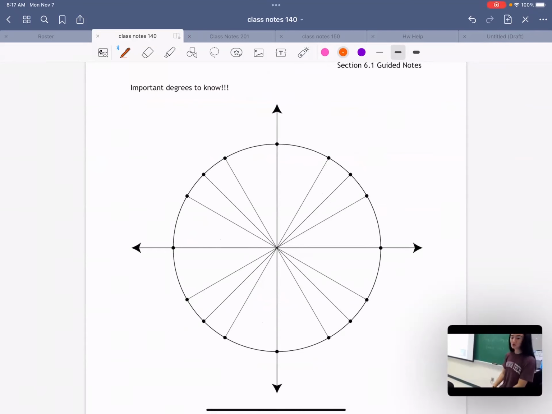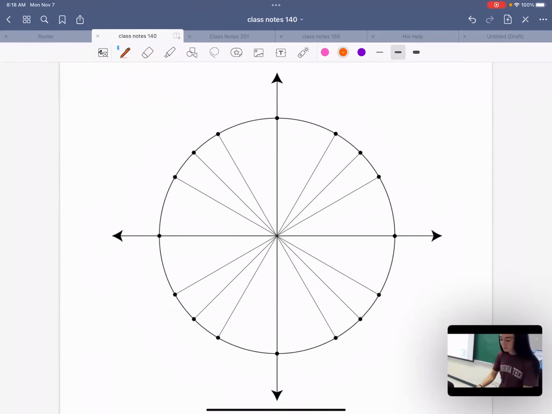So I'm going to show you a couple of important degrees that you're going to have to know where they are. You're not going to have to guess where they are. You're going to be like, okay, I know that this angle is here, and I know that that angle is there. And we call these important angles.